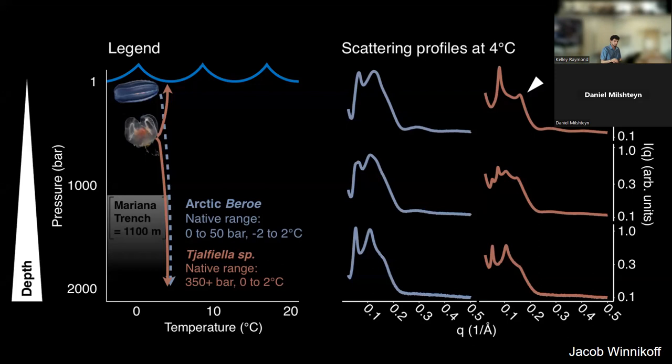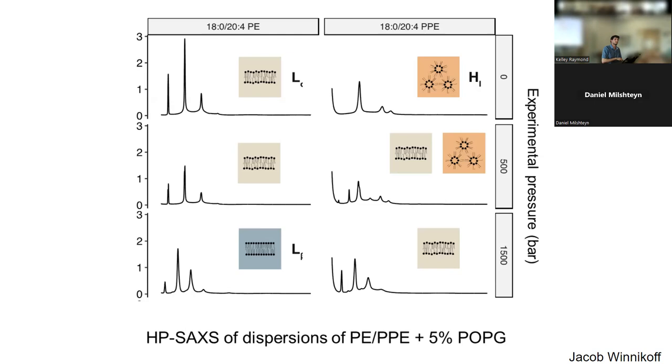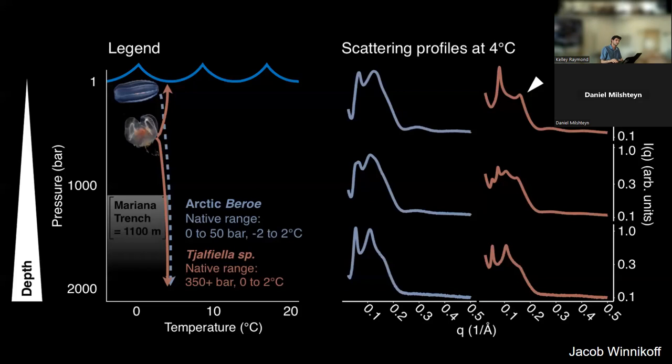This was just done with synthetic lipids that are pure PE or pure plasmalogen. I said that we did the same with lipid extracts from the actual comb jellies. That's what this plot is showing.